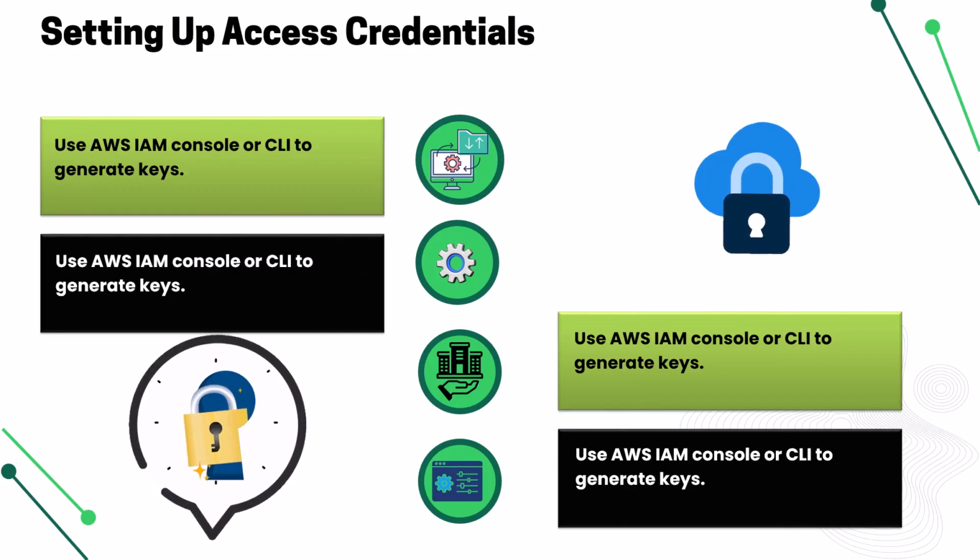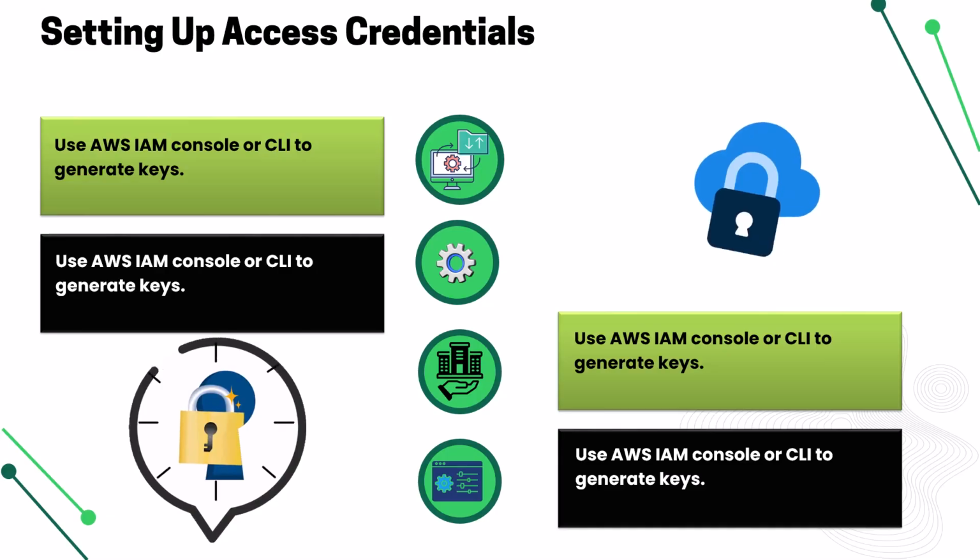Now let's set up your access credentials. Generate keys via the AWS console or CLI. But whatever you do, do not leave them lying around. Security breaches love exposed keys. Assign only necessary permissions, because "just give full access" is never a good idea. Also, rotating credentials regularly keeps security tight. Think of it like changing your locks now and then.